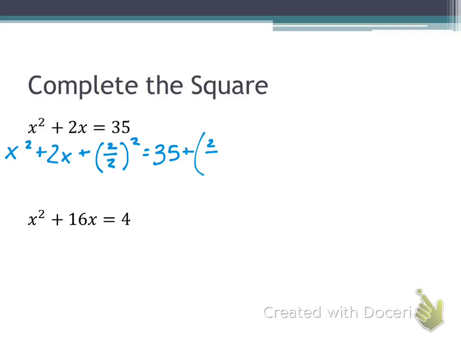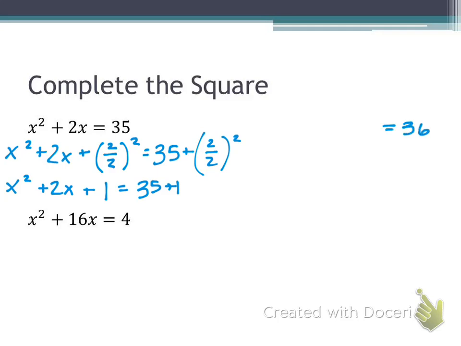So I just write the exact same thing. 2 divided by 2 squared. Okay? What is 2 divided by 2? 1. What is 1 squared? 1. Whatever I add to one side, I have to add to the other, so I do 35 plus 1. Okay. Now you're just going to add. 35 plus 1 is 36.